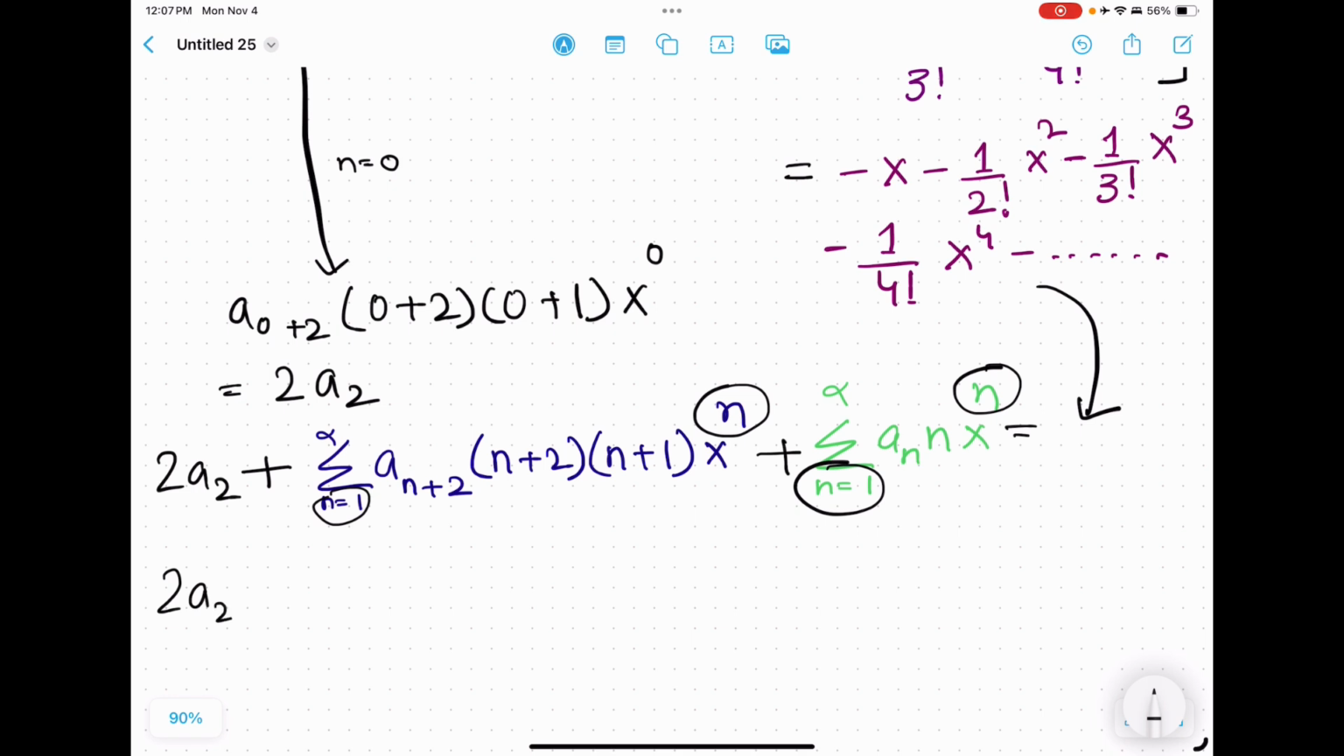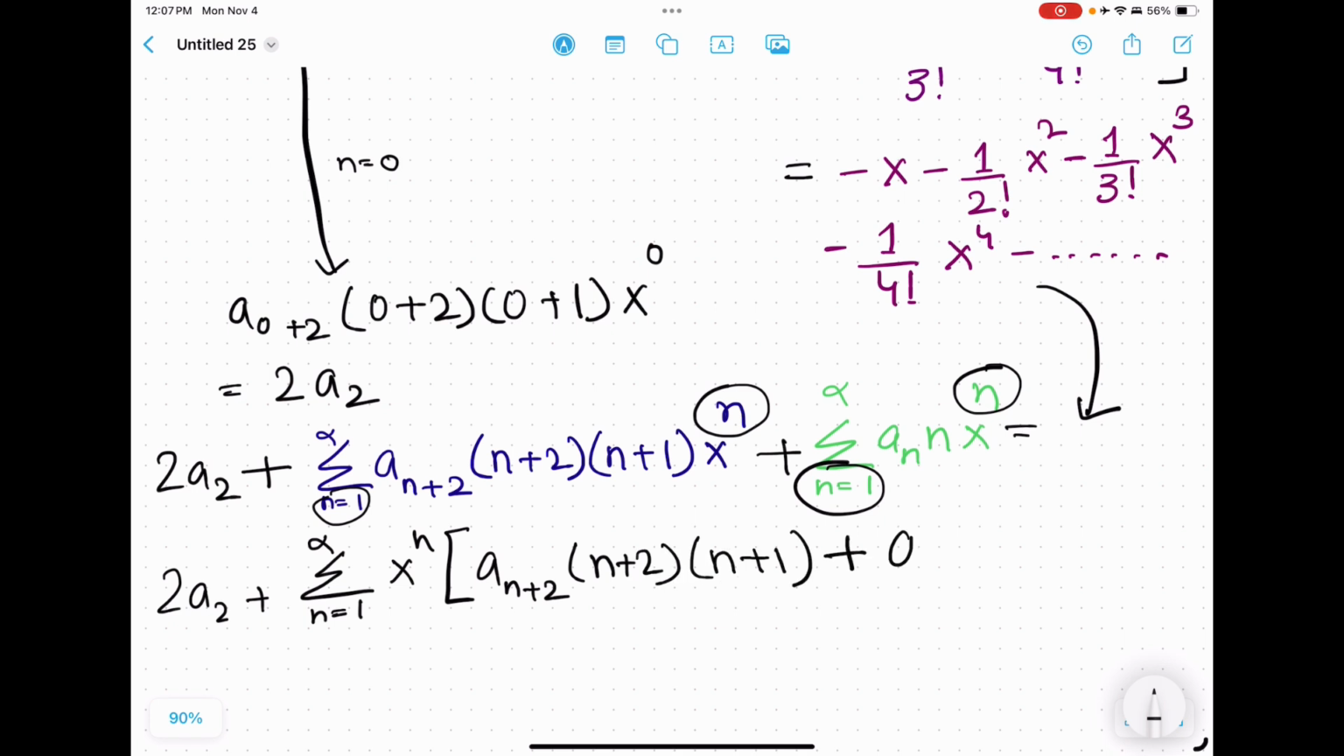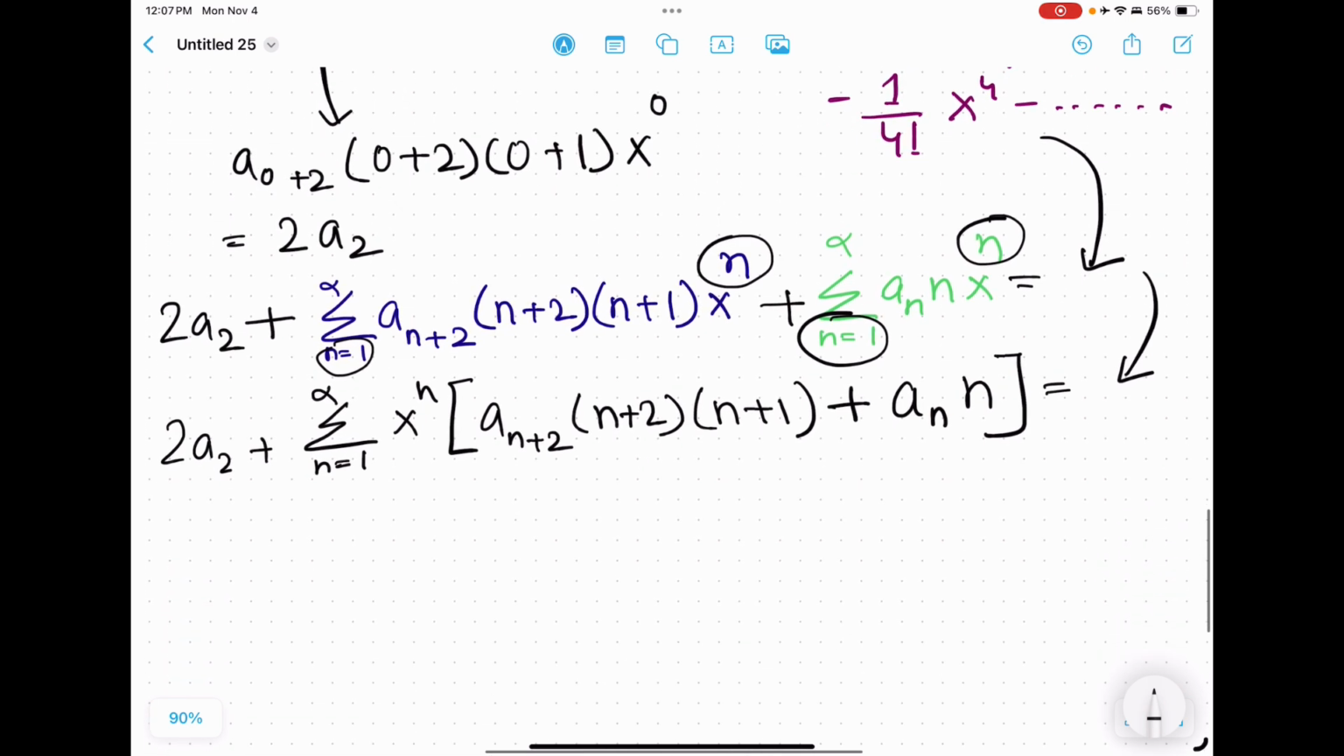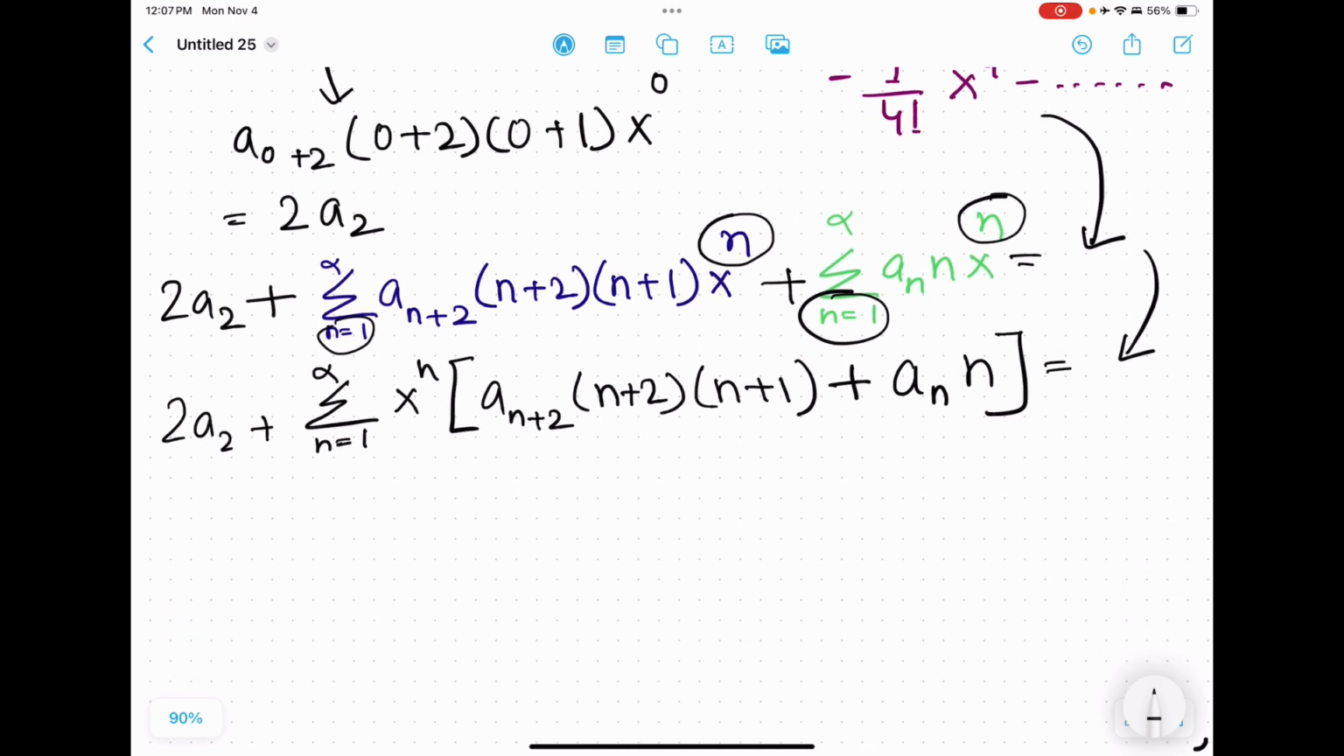So when I do that, I have summation n equal to 1 to infinity x to the power n. Just writing out the leftover terms: I have a sub n plus 2 times n plus 2 times n plus 1, then plus a sub n times n equals the same thing. I'm just being lazy today.